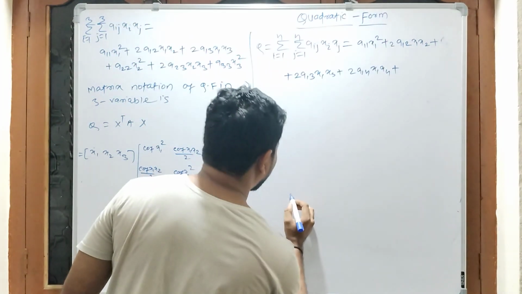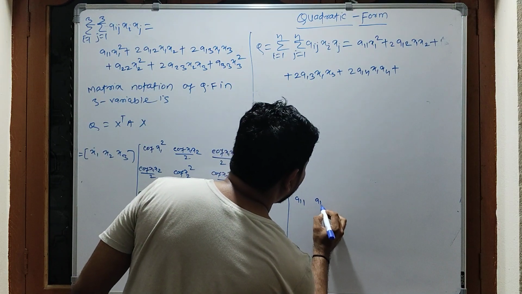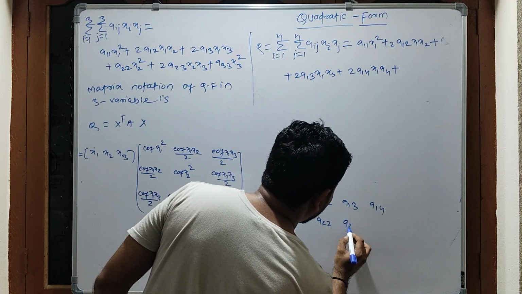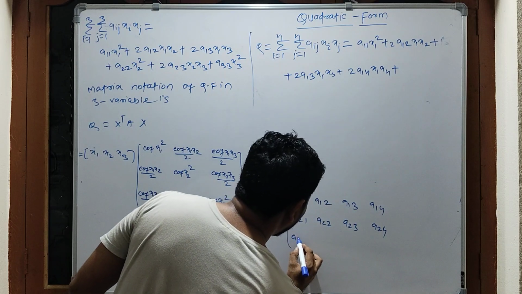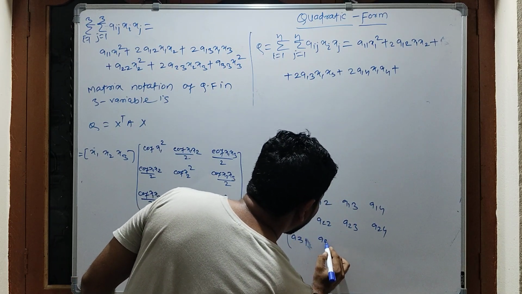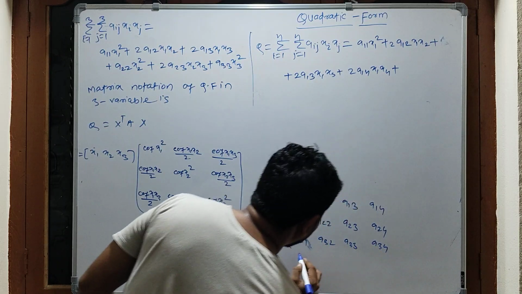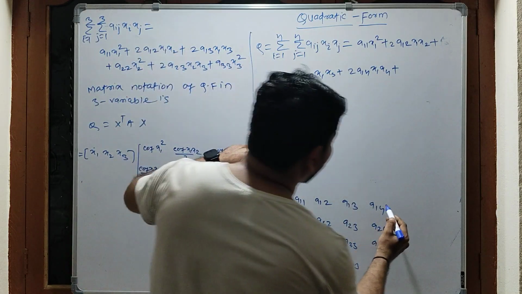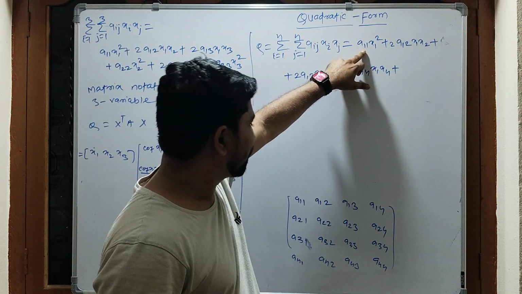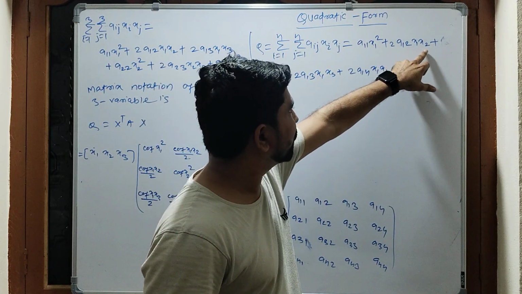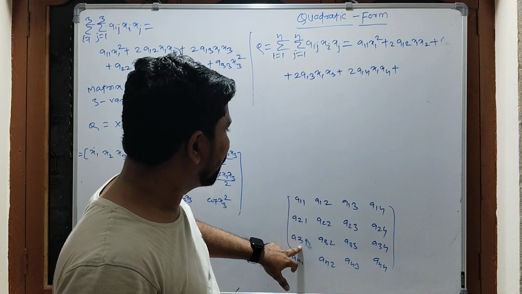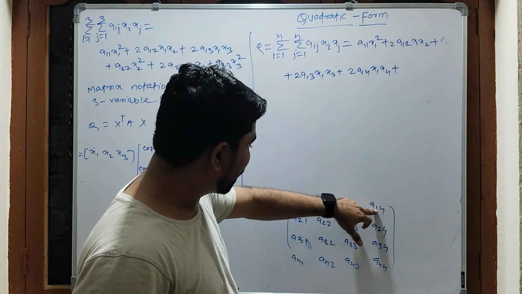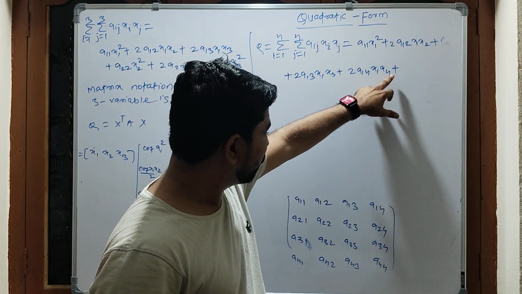So first write the matrix: a11, a12, a13, a14, a21, a22, a23, a24, a31, a32, a33, a34, a41, a42, a43, a44. So this is a matrix of order 4 cross 4. Here a11 x1 square, a12 is the same as a21, 2 times a12 x1 x2 plus a13 is the same as a31, 2 times a13 x1 x3 plus a14 is the same as a41, 2 times a14 x1 x4.